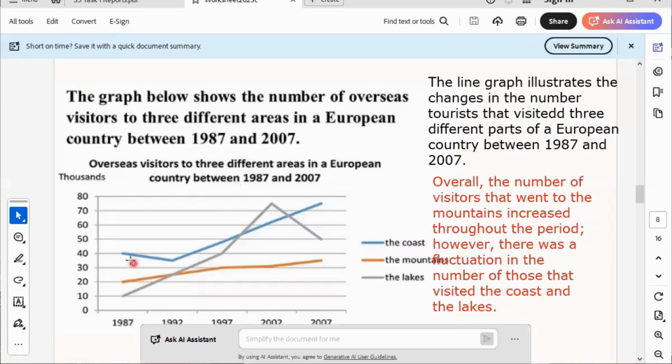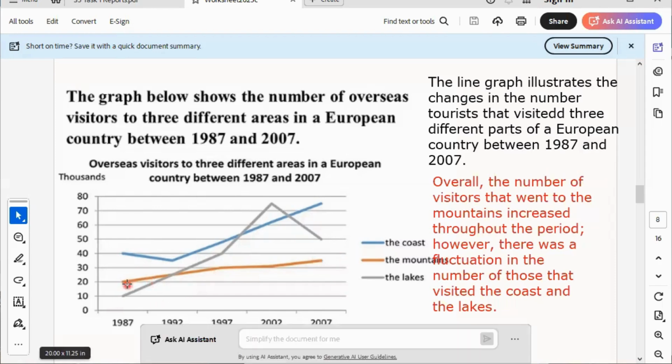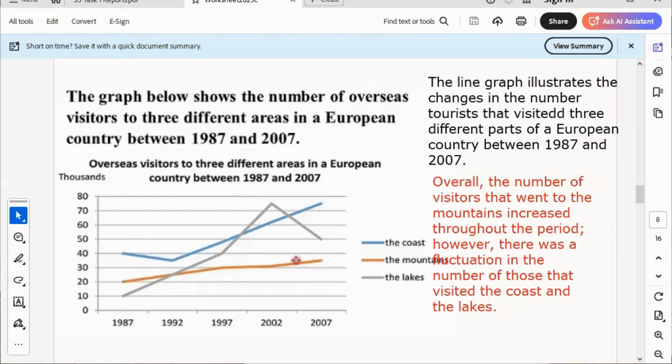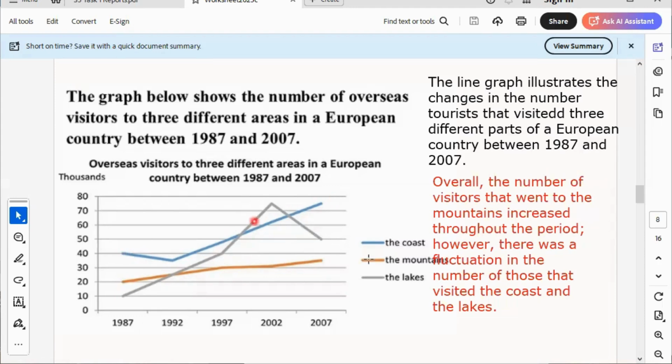So after describing the changes in number of visitors to the mountains, next, you describe everything from the beginning to the end. Okay? Next, you now move toward the number of visitors to the lakes. Then you now move to number of visitors to the coast. That's how you do your work, your line graph report. Okay?